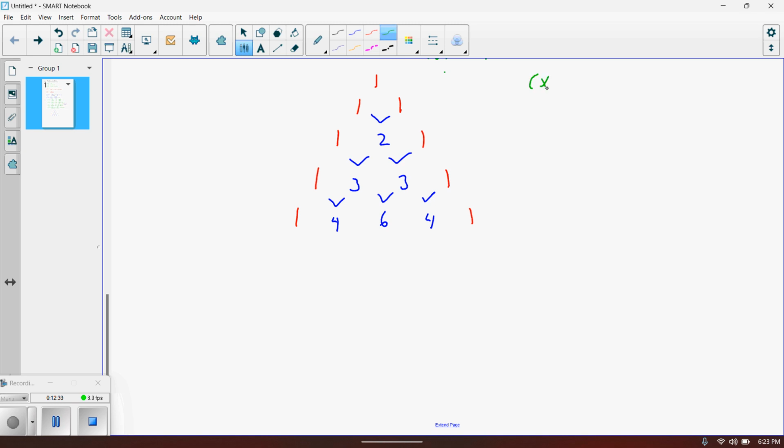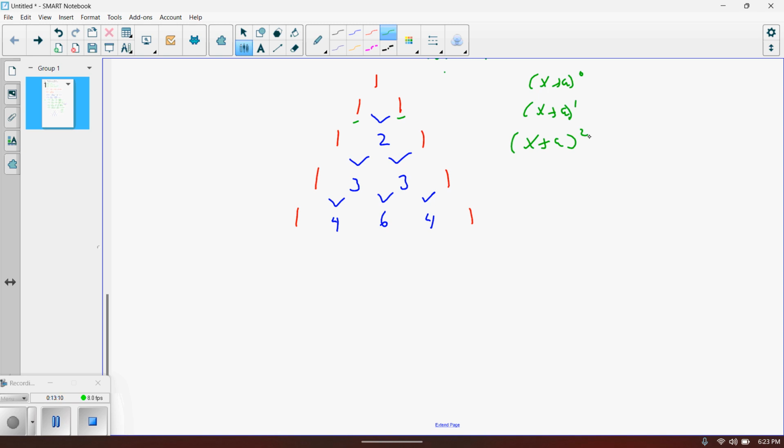Well, this would be x plus a, technically to the 0 power. 0 power would make that 1. Well, that's exactly what we have right there. It's just a 1. This one would be x plus a to the 1st power. Well, the coefficients of the x and the a happen to both be 1, which is what these values right there give us. Then we have x plus a to the 2nd power.